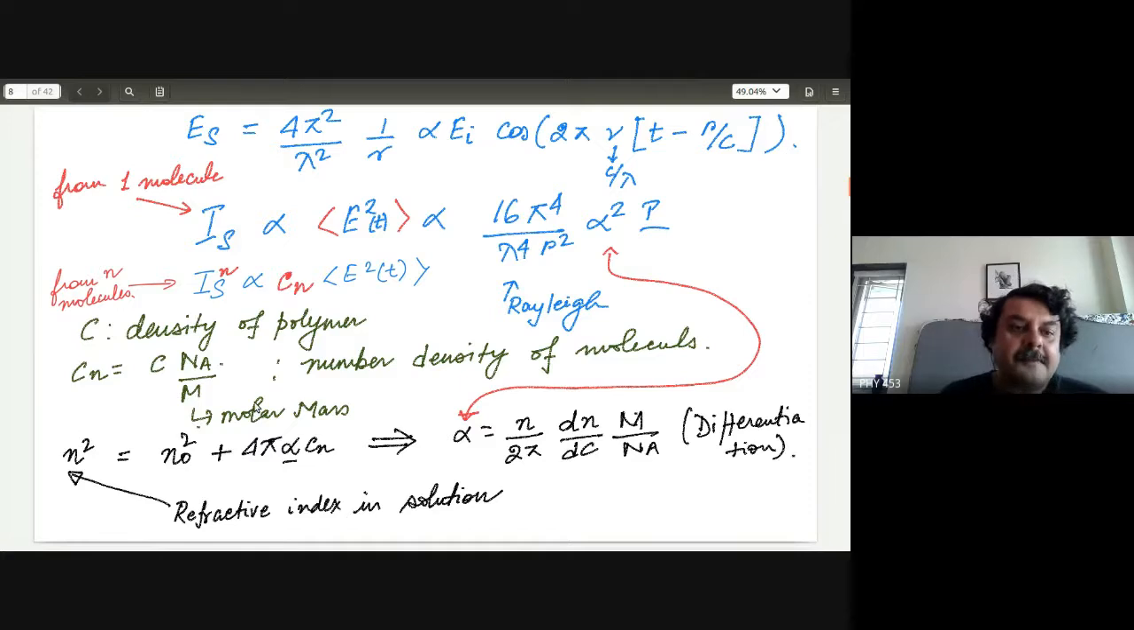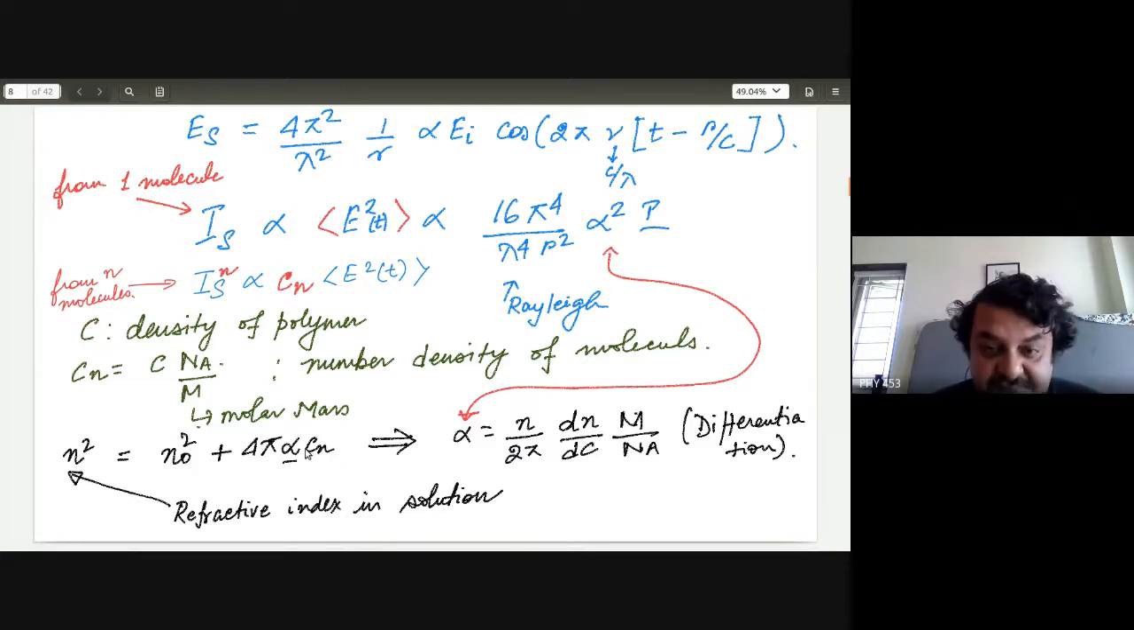Okay, now it can be shown with optics. Here we are just using the result that the change in refractive index, n squared, is proportional to the refractive index of the solvent squared plus 4 pi alpha, the polarizability, times the number density of the polymer chains, due to the addition of polymer to the solvent.